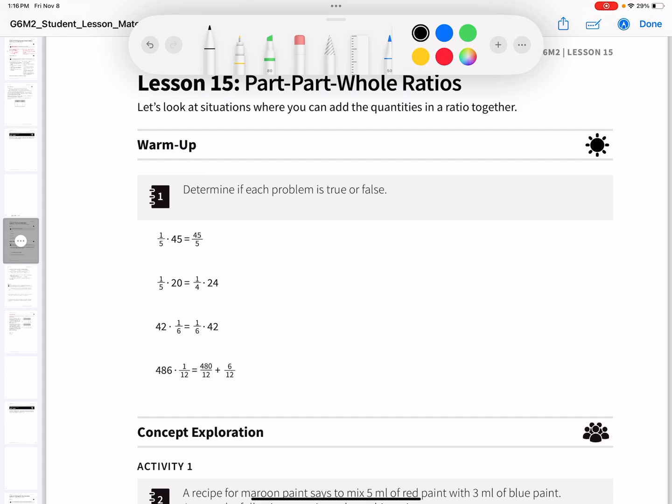So we have 1/5 times 45 equals 45/5. Well, I know that 1/5 times 45 is like doing 45 over 1. And then when I multiply fractions, I just multiply the top and the bottom across. So we have 1 times 45 and 5 times 1. 1 times 45 is 45. 5 times 1 is 5. So that is true.